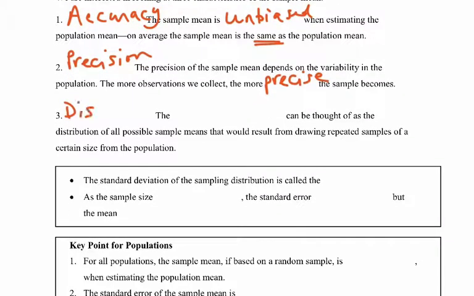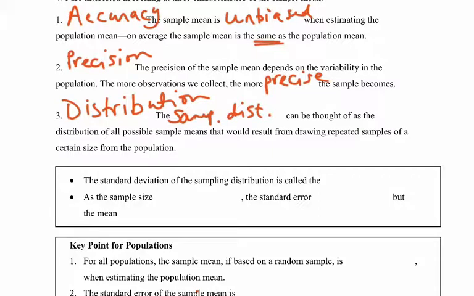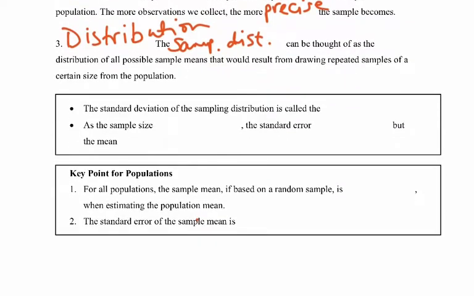So remember the sampling distribution. There we go. So the distribution, or the sampling distribution. The sampling distribution can be thought of as the distribution of all the possible sample means that could exist from drawing sample after sample after sample of a certain size from a population. So say we pull samples of size 100, and we calculate their means. We put all those together. That gives us our sampling distribution.